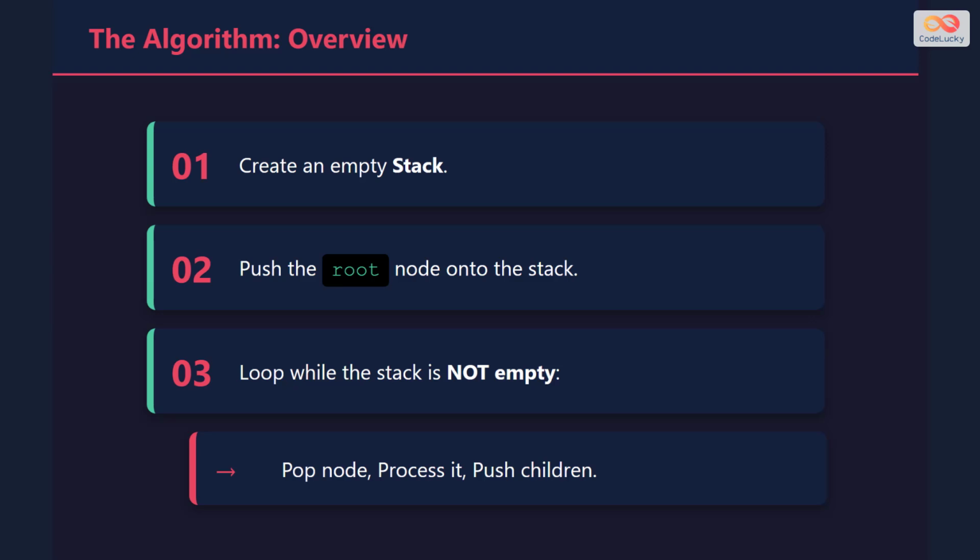Here is the high-level algorithm. Step 1, create an empty stack. Step 2, push the root node onto it. Then, we enter a loop that runs as long as the stack is not empty. Inside the loop, we pop a node, process it, and then push its children onto the stack.